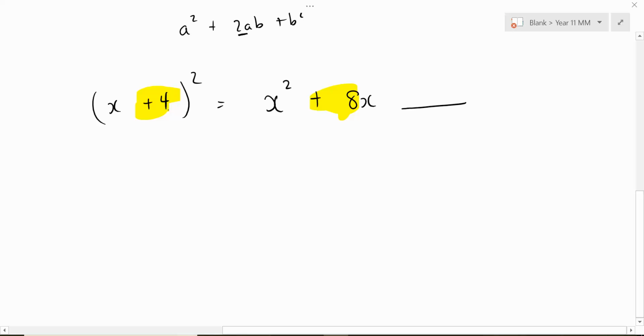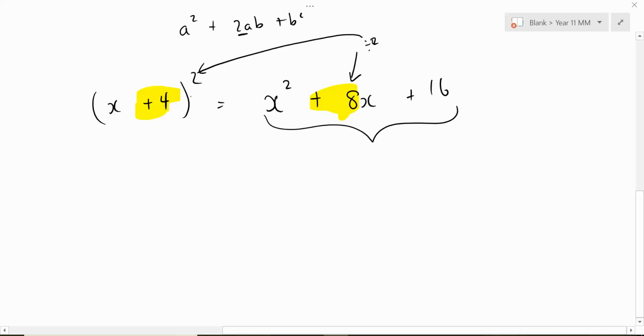So that means if that's 8x, what should the last number be? The last number is based on whatever this is, you square it. So if you square the 4, you should get 16. True? That is a perfect square. So this is where it's important here. We need to know this is a perfect square. How do we know? Because half of this will give me the 4. Half of this will give me the 4. And then from the 4, I can square that to get the 16.